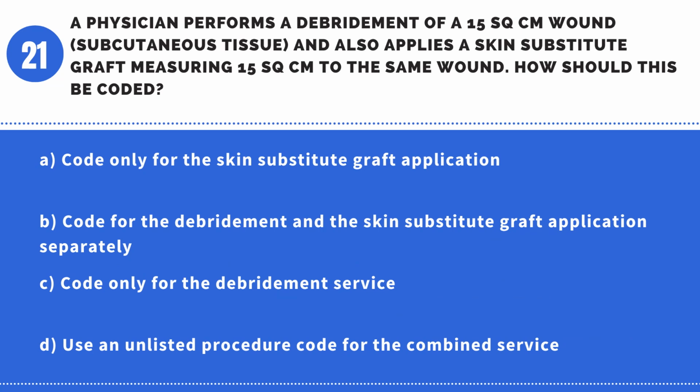Question 21. A physician performs a debridement of a 15 sq cm wound, subcutaneous tissue, and also applies a skin substitute graft measuring 15 sq cm to the same wound. How should this be coded? A. Code only for the skin substitute graft application. B. Code for the debridement and the skin substitute graft application separately. C. Code only for the debridement service. D. Use an unlisted procedure code for the combined service.